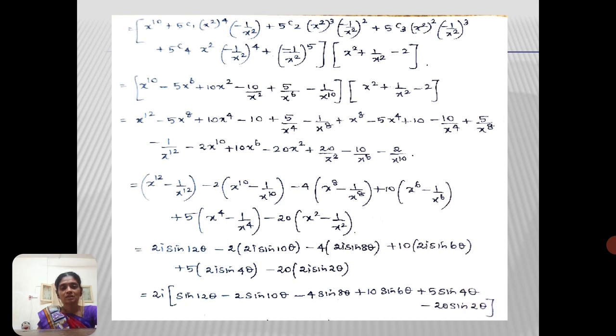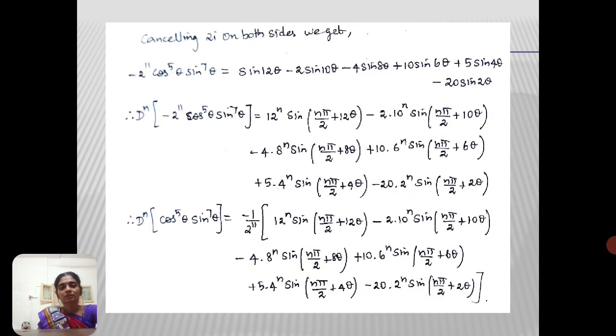So we write this equation as 2i sin 12 theta minus 2 into 2i sin 10 theta minus 4 into 2i sin 8 theta plus 10 into 2i sin 6 theta plus 5 into 2i sin 4 theta minus 20 into 2i sin 2 theta. We take 2i as a common term and cancelling 2i on both sides, we get minus 2 power n cos power 5 theta sin power 7 theta equal to sin 12 theta minus 2 sin 10 theta minus 4 sin 8 theta plus 10 sin 6 theta plus 5 sin 4 theta minus 20 sin 2 theta.